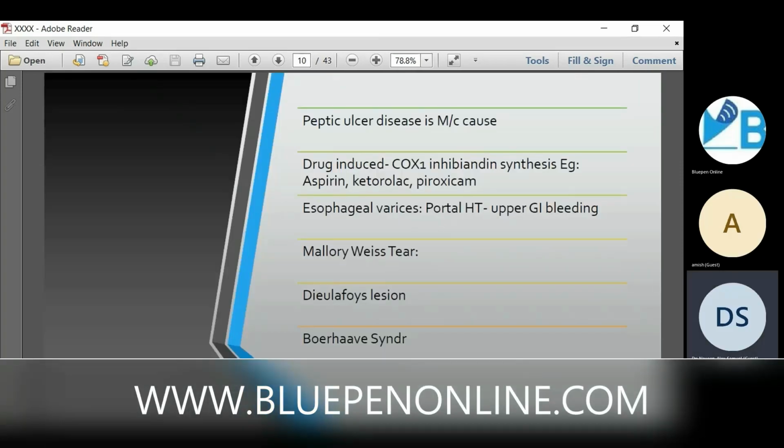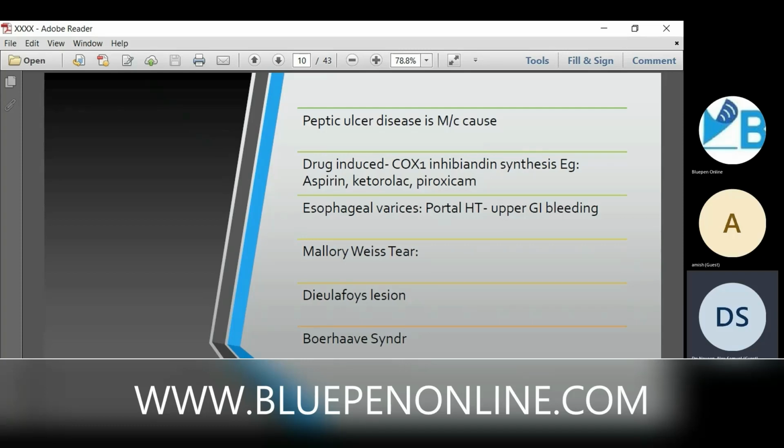Now I'll tell you each and everything. The most common cause of upper GI bleeding is peptic ulcer disease. Remember that. They might ask you what the most common cause is. The most common cause is peptic ulcer disease because of Helicobacter pylori. The drugs which induce bleeding are the COX-1 inhibitors, for example aspirin, ketorolac, and piroxicam. These were used a lot before as painkillers, so everybody was prescribed these drugs. Later on, they found out that they had a side effect causing upper GI bleeding.